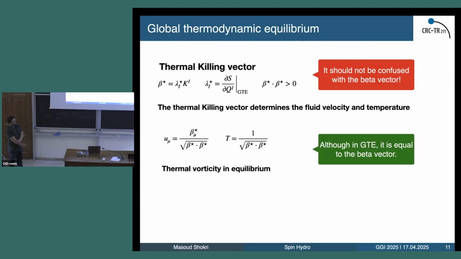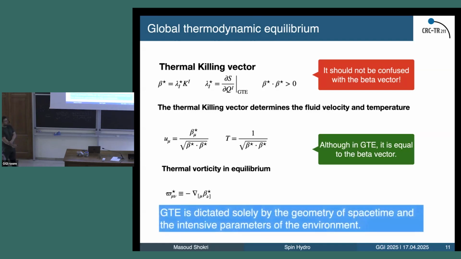Since this guy is a Killing vector, the symmetrization of gradients gives 0, but the antisymmetric part of the gradient is non-zero. And this is what you call thermal vorticity. Again, I put a star here because I want to avoid thermal vorticity out of equilibrium as far as I can. And the point here is that global thermodynamic equilibrium is dictated by the geometry of space-time and the intensive parameters of the environment. So these together give you the thermal Killing vector.